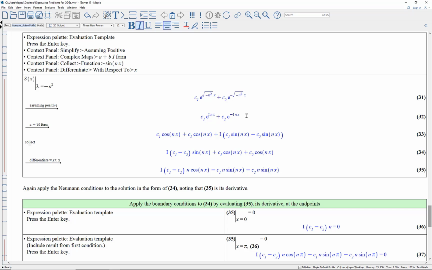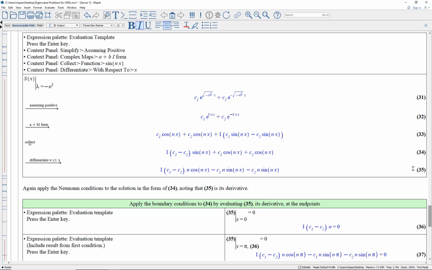Simplify assuming positive. The minus sign comes out as an I. Put it in rectangular form. We collect on sine, but did not collect on cosine. I know I have to differentiate this in order to apply the boundary conditions. So here is the derivative.